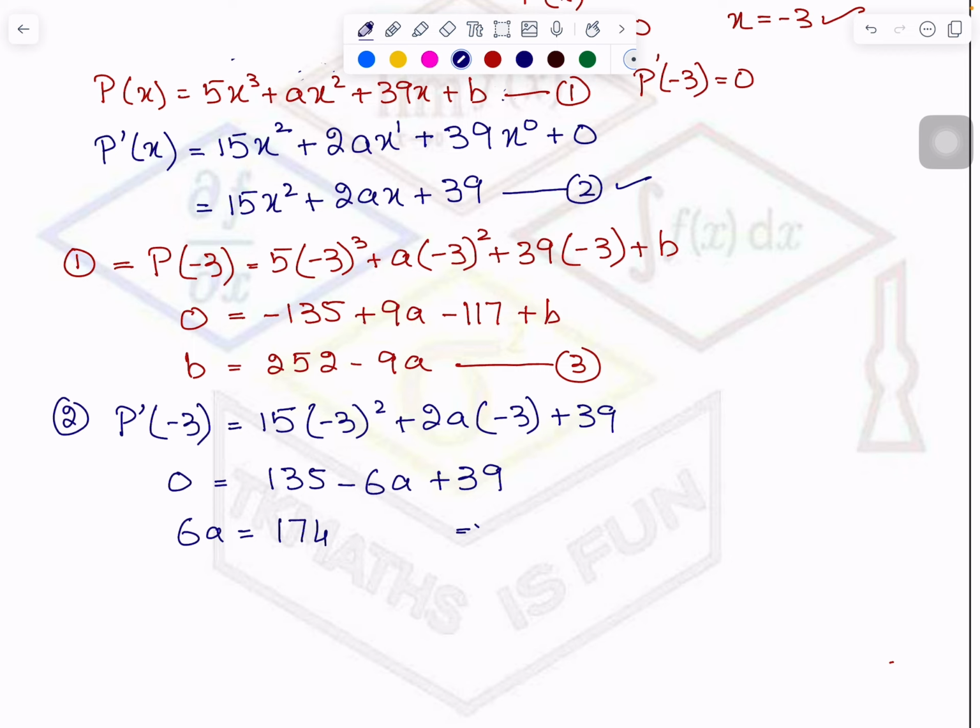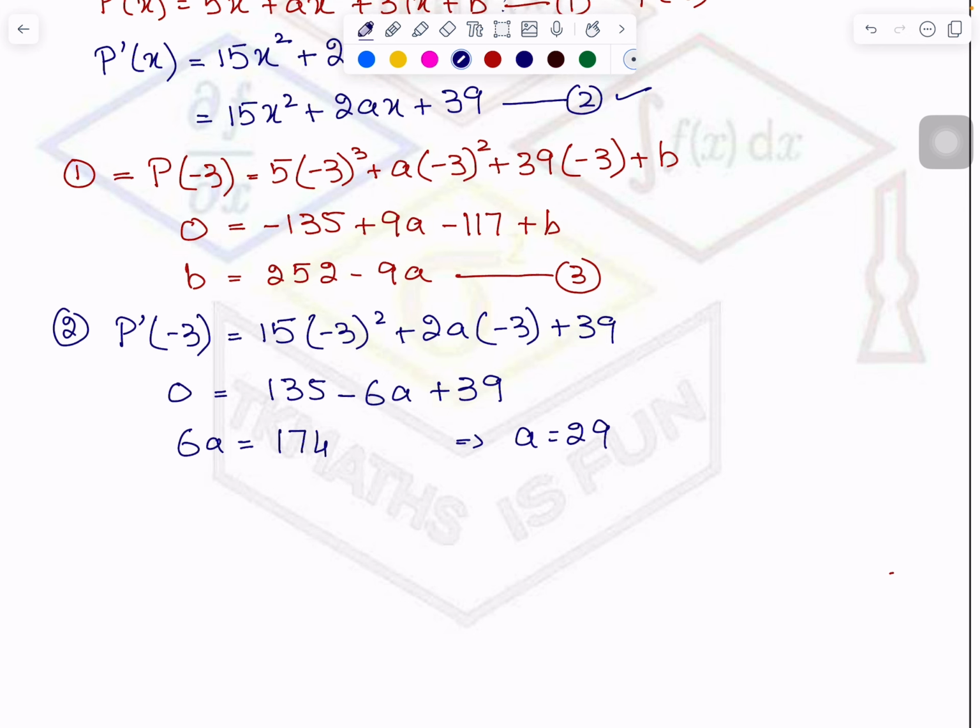So when 174 is divided by 6, you will get A equals 29. Now to get B, you need to substitute back in equation number 3. So in equation 3, I have B equals 252. This is the best way to mention the equation, so that the examiner knows which equation you are talking about and in which equation you are doing the substitution.